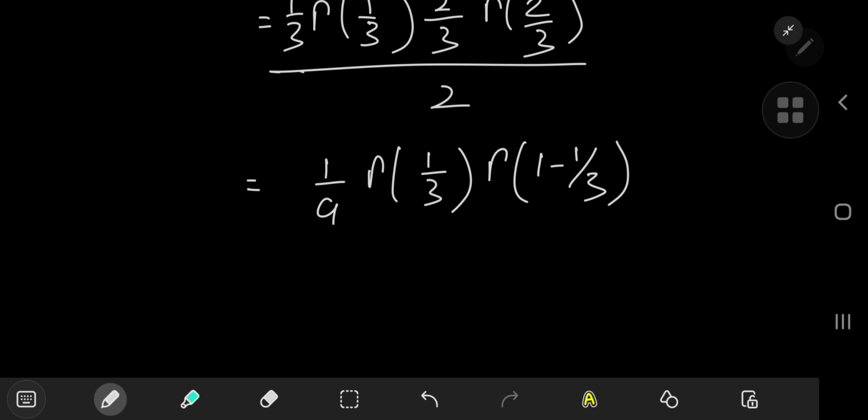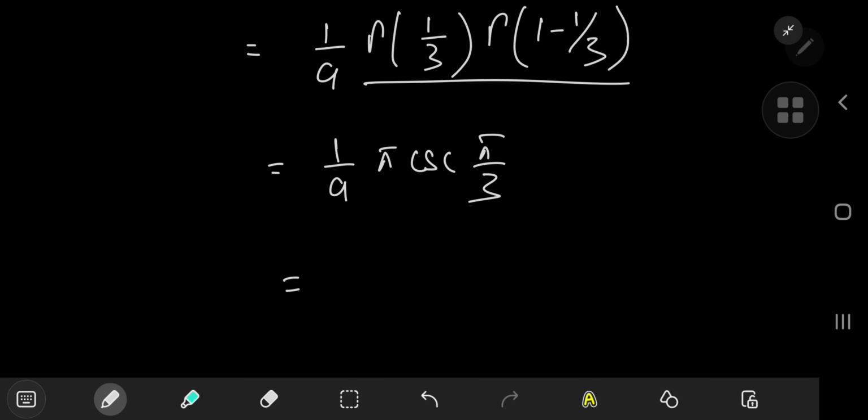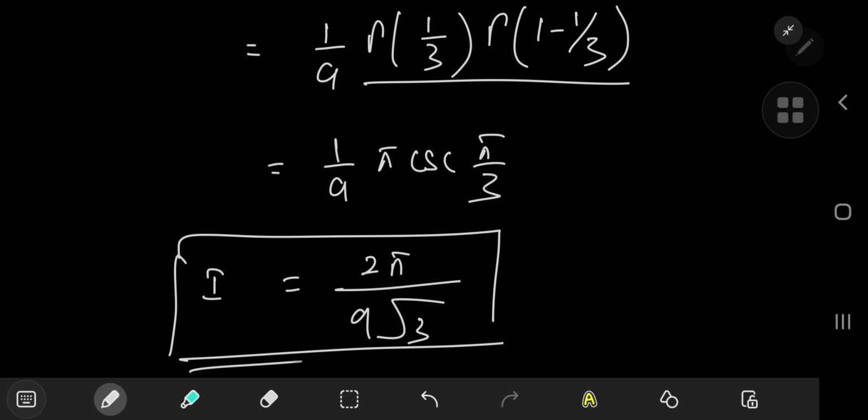And now for the wonderful reflection formula, that is going to give you pi times the cosecant of pi by 3. And that evaluates to, if my memory serves right, 2 divided by the square root of 3. So you have 2 pi divided by 9 times the square root of 3. And we're home free. That was pretty easy.